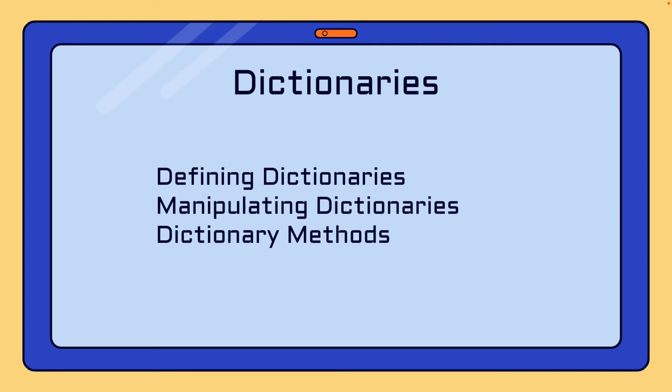Alright guys, so in this section, we'll be talking about dictionaries, and we'll focus on three main things. We'll focus on how we define or create dictionaries. We'll focus on how to manipulate dictionaries, so basically how to add data to dictionaries and how to access data in dictionaries. And then last, I'll show you some very useful methods for dictionaries and also how you can find even more methods to use with your dictionaries.